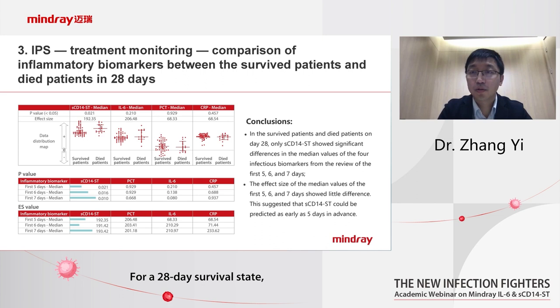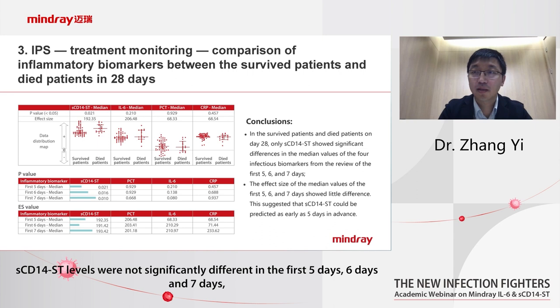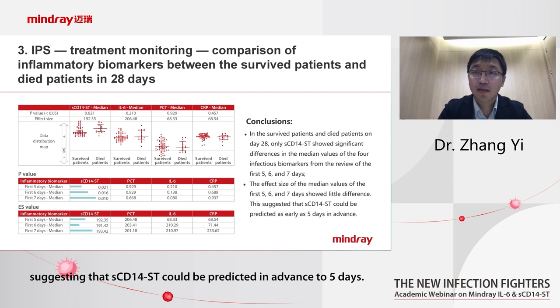For 28-day survival state, only sCD14-ST had significant differences between the survival group and the death group. sCD14-ST levels were significantly different in the first 5 days, 6 days, and 7 days, suggesting that sCD14-ST could be predicted in advance to 5 days.